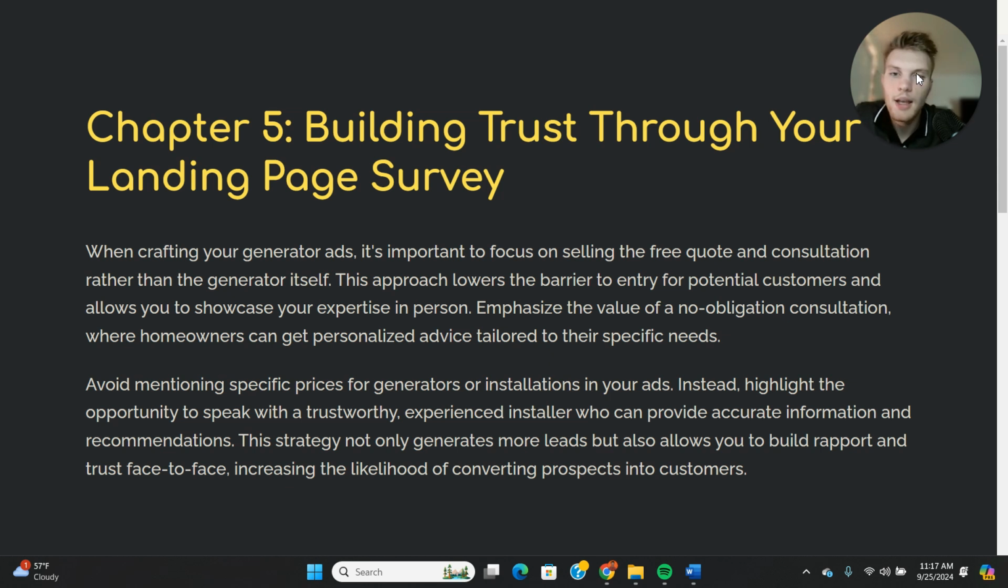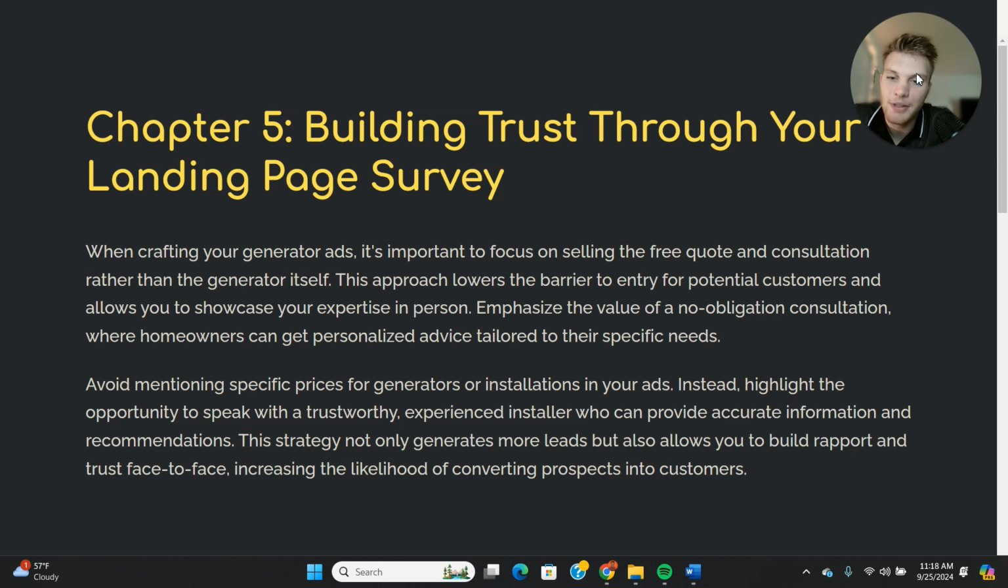So this approach lowers the barrier to entry for potential customers and allows you to showcase your expertise in person. So emphasize the value of a no obligation consultation where homeowners can get personalized advice tailored to their specific needs, and they can get a breakdown of all the numbers associated with the cost of the generator, all that kind of stuff, get their estimates. So you want to avoid mentioning specific prices for generators or installations in your ads.